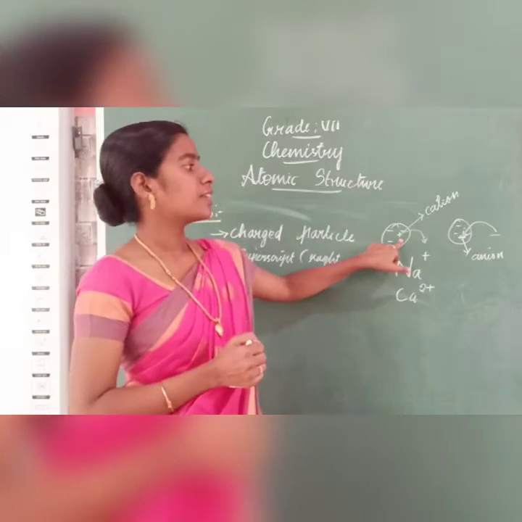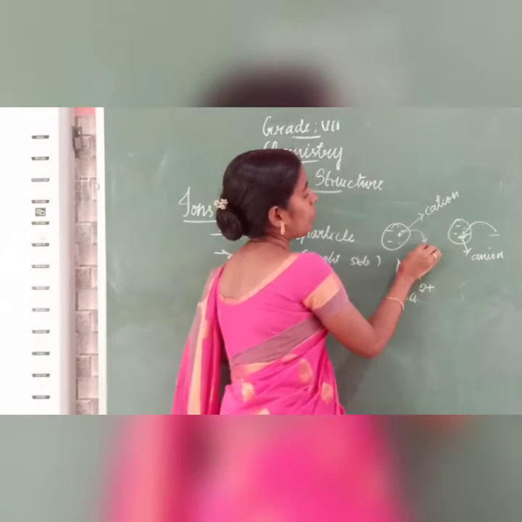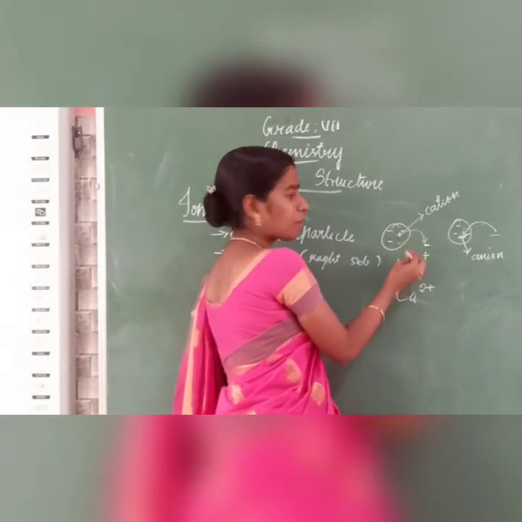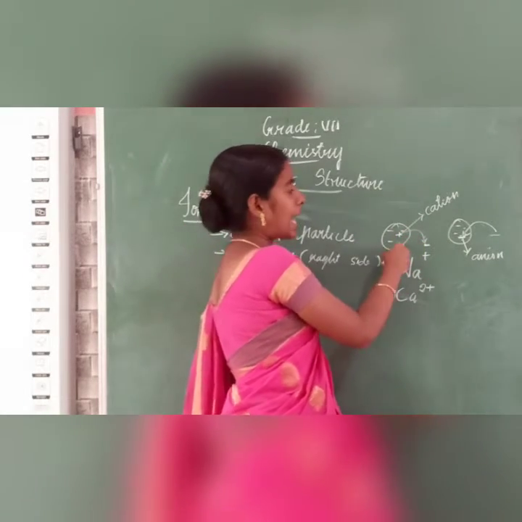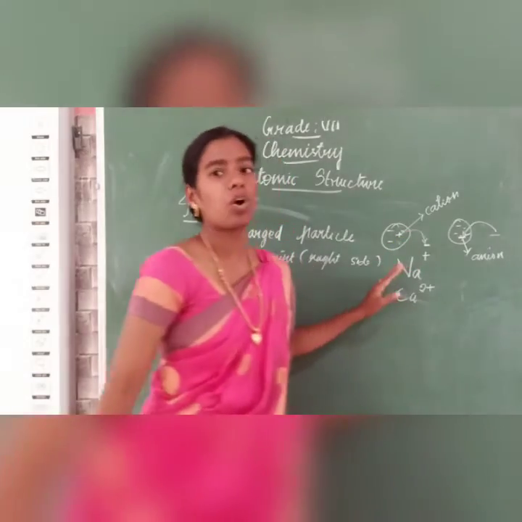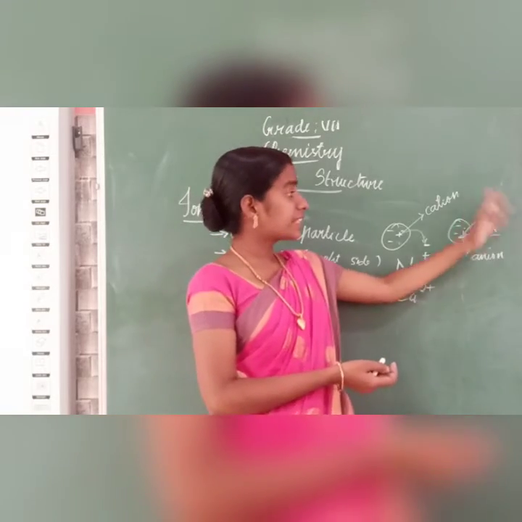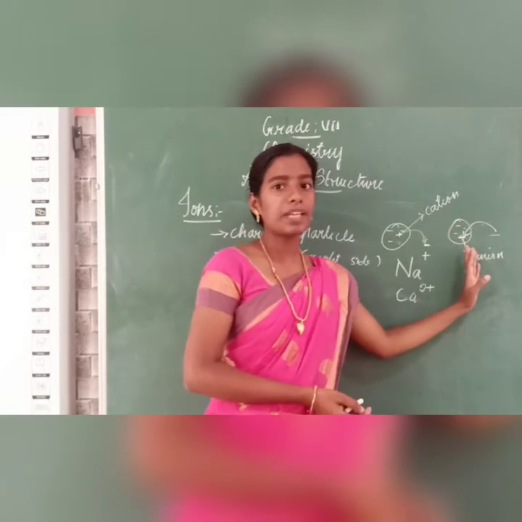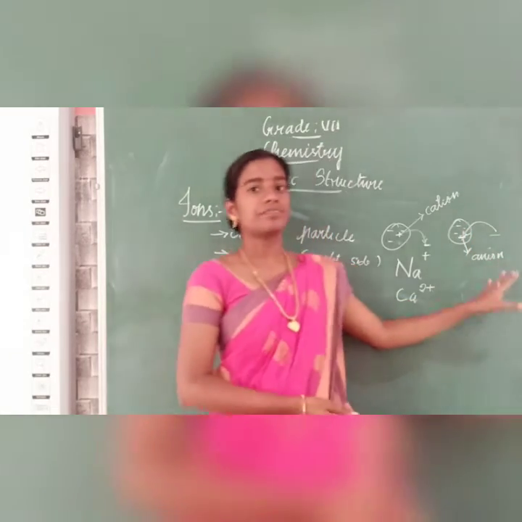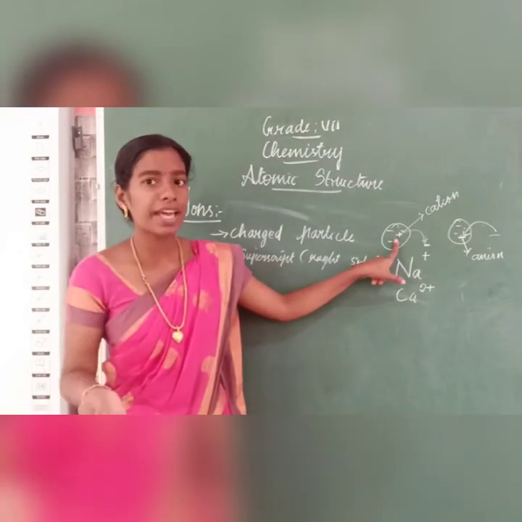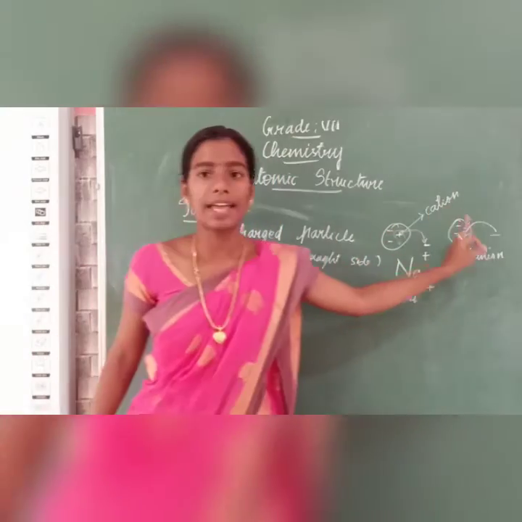When this atom is losing an electron, it will become positive. When negative goes out, it is becoming positive, and this particular atom is now called a cation. In opposite of that, when it is gaining an electron, it is becoming negative charge and it is called an anion. When it is losing an electron, the charge is becoming positive and it is called a cation.